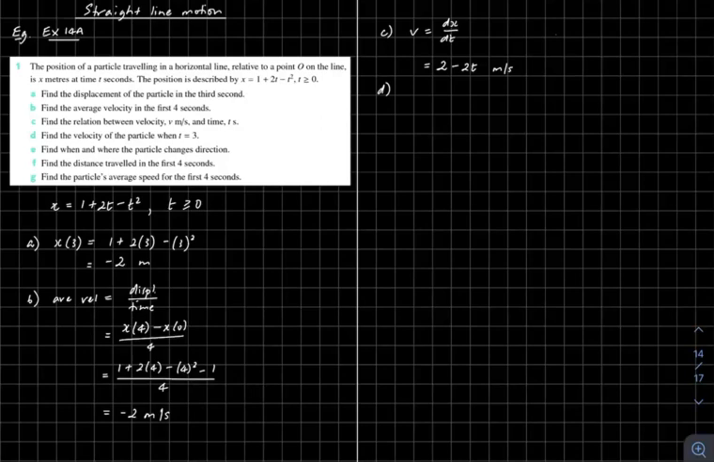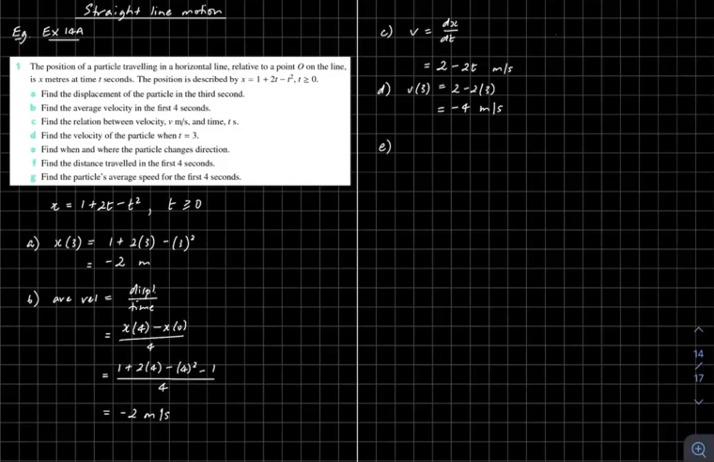Part D, find the velocity of the particle when t equals 3. So velocity at time 3, 2 minus 2 times 3 is negative 4 meters per second.